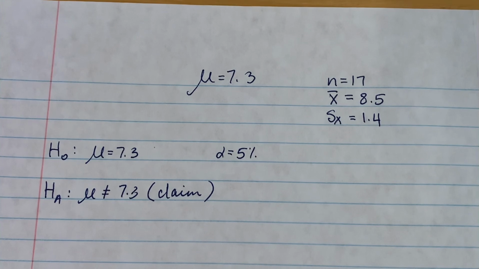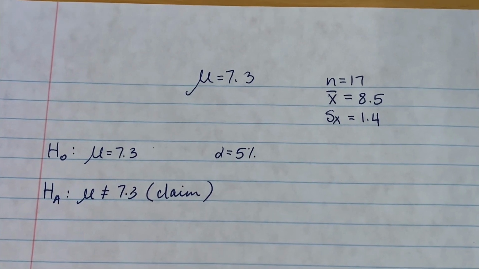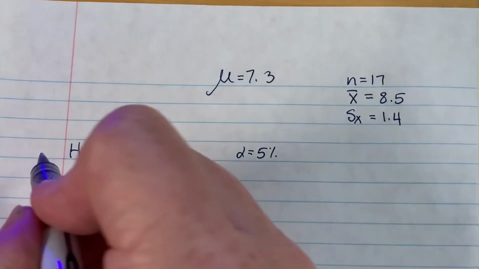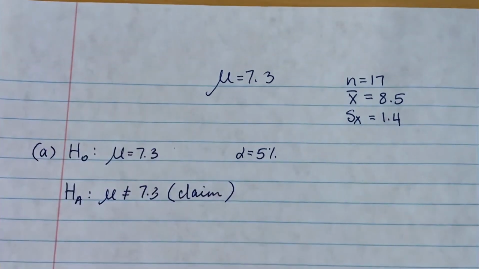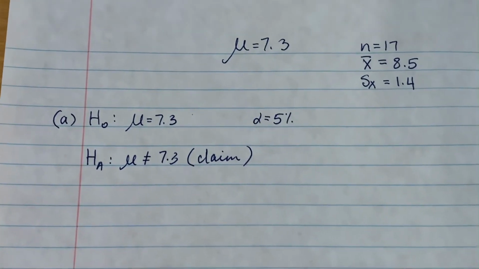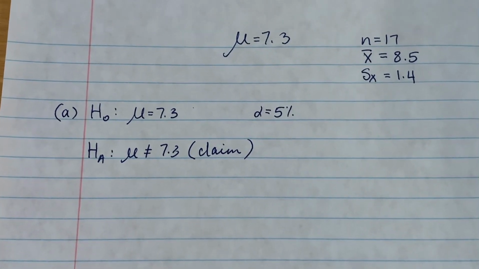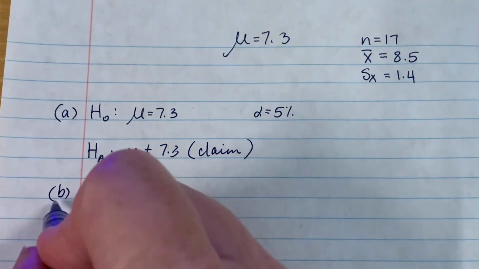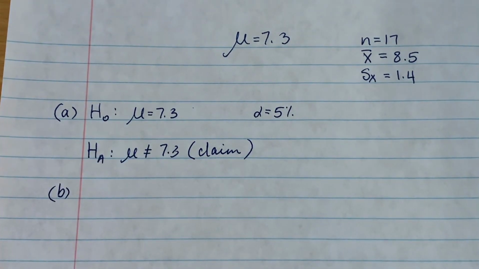Is there sufficient evidence to say that college students do not sleep 7.3 hours on average? Assume the population is approximately normal and use the p-value method and tables. Part A asks, state the hypotheses and identify the claim. I actually did that as I was reading the question. Part B says, compute the test value.